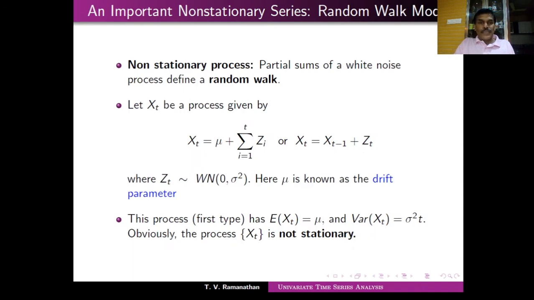Now, what are these kinds of processes? One kind of process which is very useful, and has a lot of applications in the literature, is what we call the random walk process. So what is this random walk process? It's non-stationary. It's basically the partial sum of the noise terms. If you assume mu equal to 0, this is nothing but the summation i equal to 1 to t of zi, and we assume that zi is white noise with mean 0 and variance sigma square. If mu is there, it has a drift. If mu is not there, it doesn't have a drift.